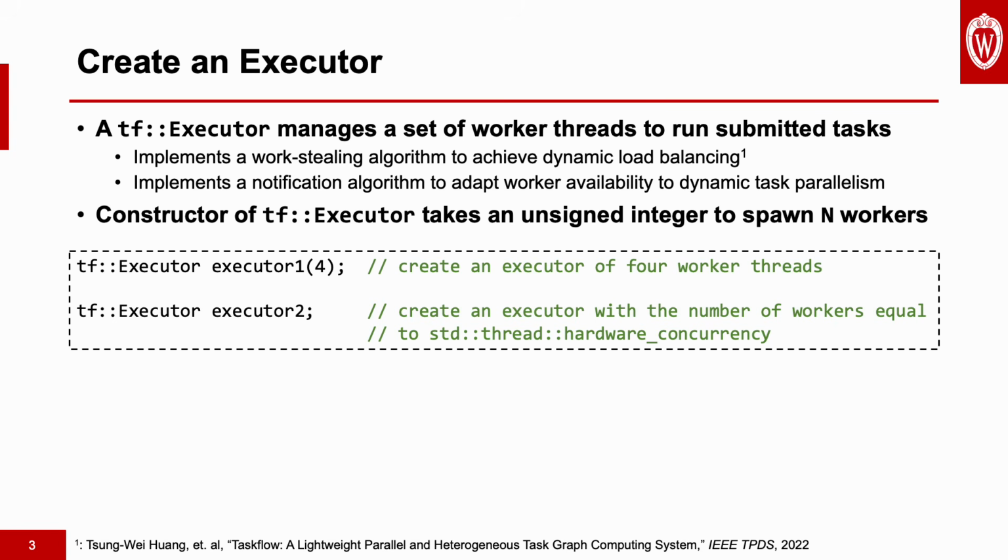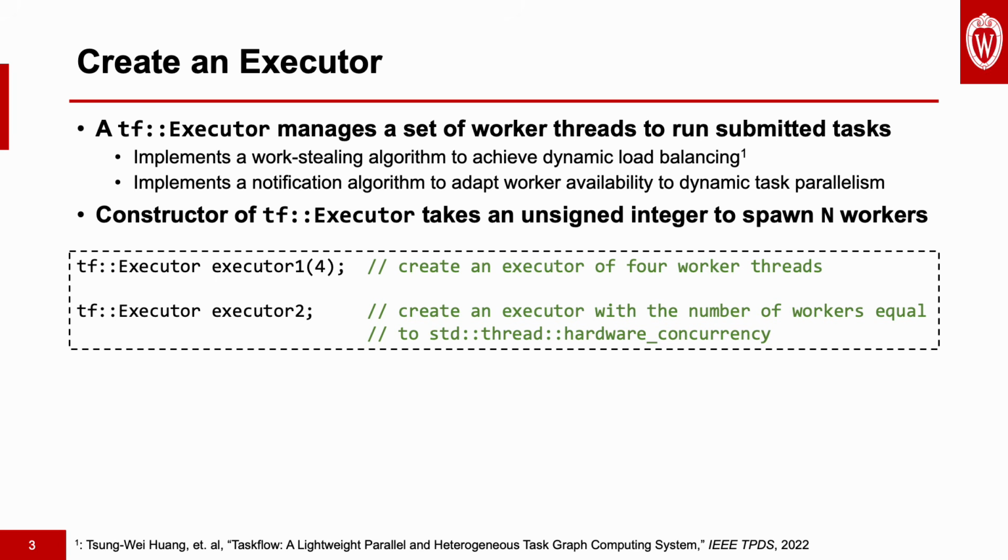A Taskflow executor manages a set of worker threads to run submitted tasks. The core scheduler implements a work stealing algorithm to achieve dynamic load balancing, as well as a notification algorithm that can adapt worker availability to dynamically generated task parallelism.